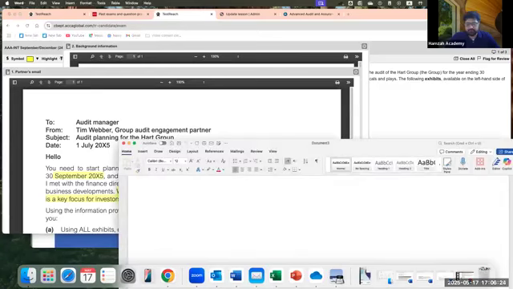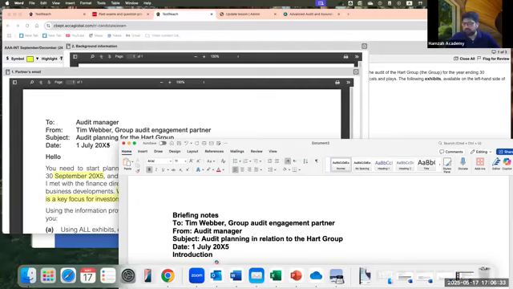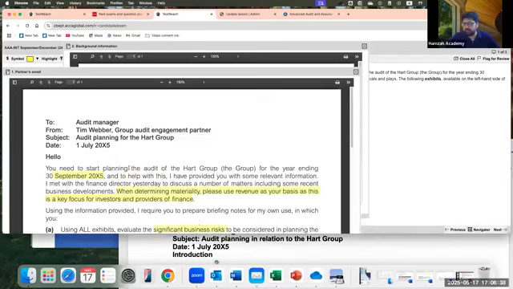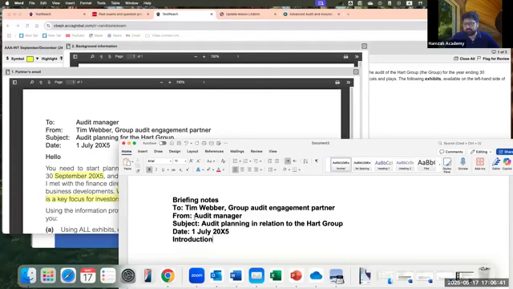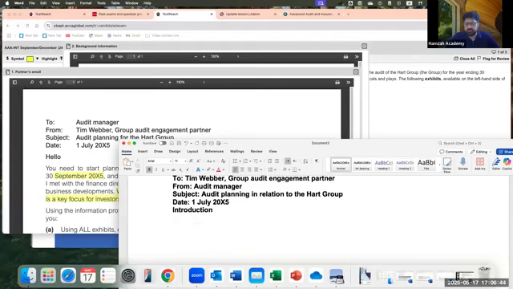It is like that. So, briefing notes, to and from audit manager, date, and introduction paragraph. The first part is significant evaluation of significant business risk.